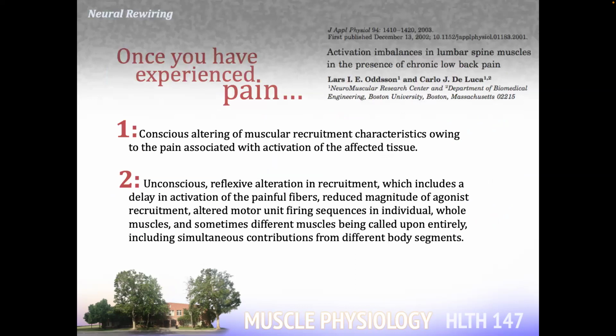Now, this is a study here looking at low back pain. Once you've experienced pain, and fear of pain and fear of re-injury, these things continue to influence how our muscles behave. The firing patterns of injured muscles or previously injured muscles produce weird EMG signals. So in the low back, some of it's bilateral, one side compared to the other, some of it's contribution from other body segments.